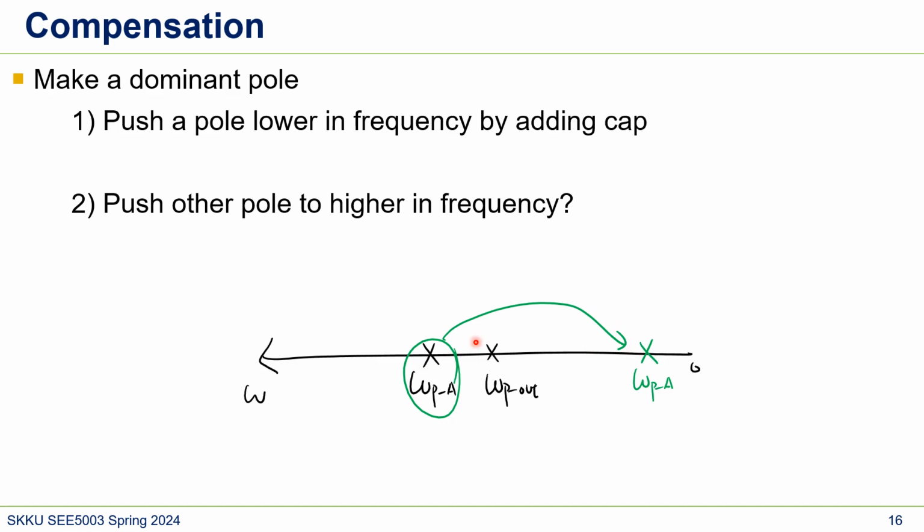But interestingly, if we do this, this pole will go faster. It's like a bonus, and we'll discuss it later. But the point here is that we're going to move this one, omega PA, lower. We are adding an additional cap. That's what we're mainly going to discuss.